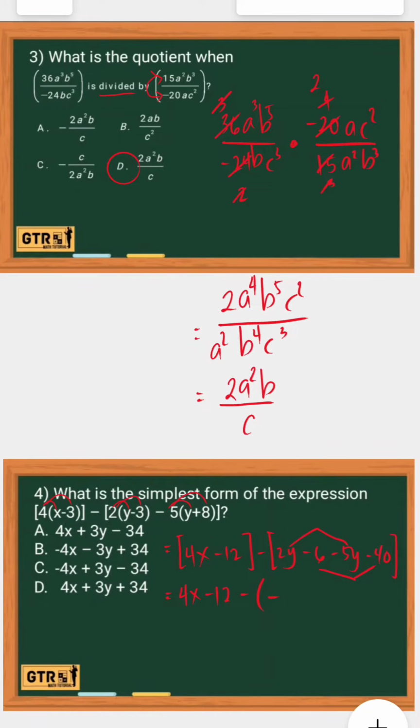So therefore we have negative 3y, and then negative 6 minus 40 is negative 46. Since it is preceded by a negative sign, change the sign. So we have 4x minus 12, so negative of negative, that is positive 3y, and then negative of negative is positive 46. Then just combine the constants negative 12 and positive 46. So therefore we have, just copy 4x and 3y. So we have 4x plus 3y, negative 12 plus 46, that is equal to positive 34. So therefore the answer is letter D. Okay, so next number.